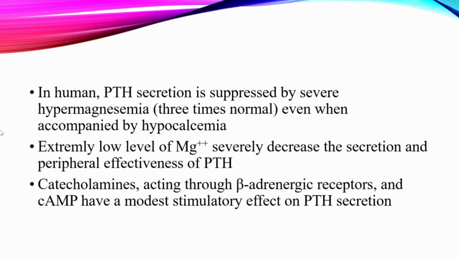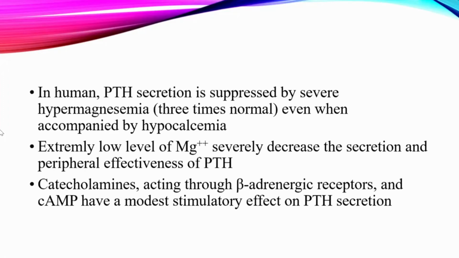In human beings, parathyroid hormone secretion is suppressed by severe hypermagnesemia, even when accompanied by hypocalcemia. An extremely low level of magnesium also severely decreases the secretion and peripheral effectiveness of parathyroid hormone. So apart from the calcium level, the magnesium level and phosphate also affect the secretion.